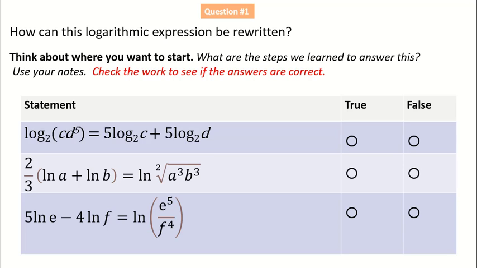All right, we have a statement, and the question is going to be set up this way. We have a statement with log base 2 of c times d to the 5th. What we're asking is, is that equal to 5 times log base 2 of c plus 5 times log base 2 of d? We want to know if that's true or false. Alright, so let's break that down.